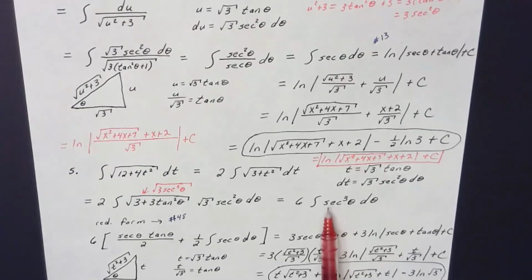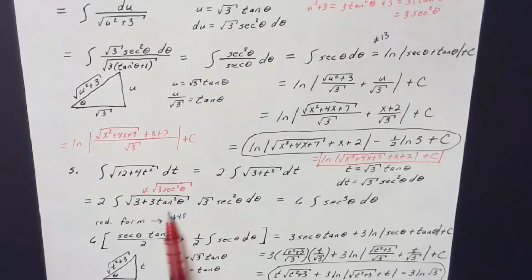So if I say, well, okay, secant cubed theta. Now, if it were secant to an even power, we could work with it. If it were secant to the fourth, we could break it down into secant squared times secant squared and call the first secant squared 1 plus tangent squared, and it'd work out really nicely. Unfortunately, odd powers of secant, not so nice. So I had to use reduction formula number 48.